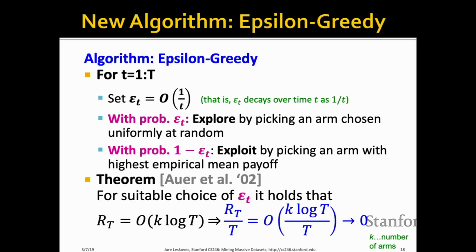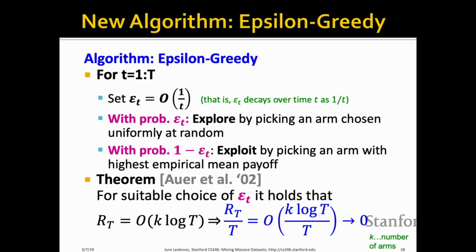Now, in this paper, as we know, there is a theorem that proves that if you choose epsilon of t in the right way, then this nice property holds. Our total regret with the right choice of epsilon of t is in the order of k log t. You remember that we were trying to bring this quantity to zero, right? So our total regret divided by the duration of the experiment. If we substitute this quantity, it's in the order of k log t divided by t, then we know that this limit goes to 0 because log t divided by t goes to 0. So we solved our minimization problem in this way.